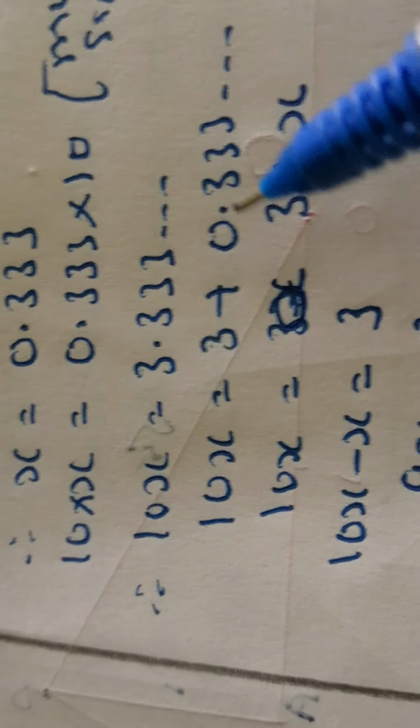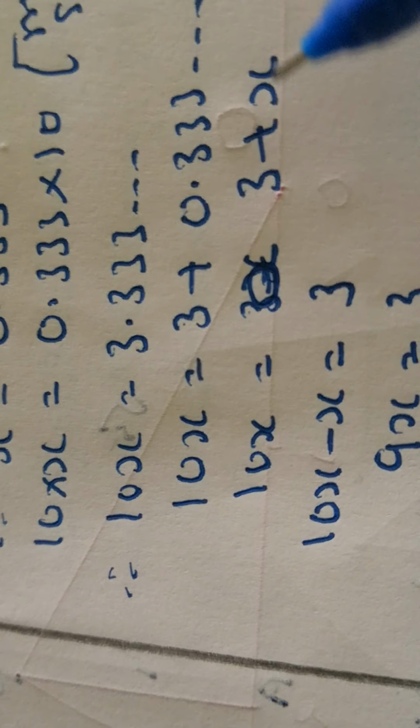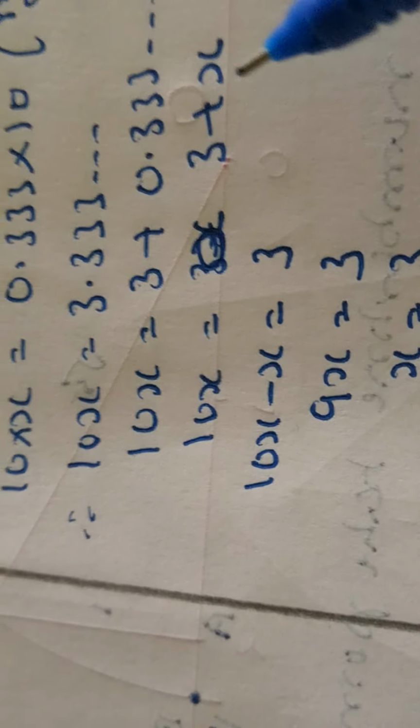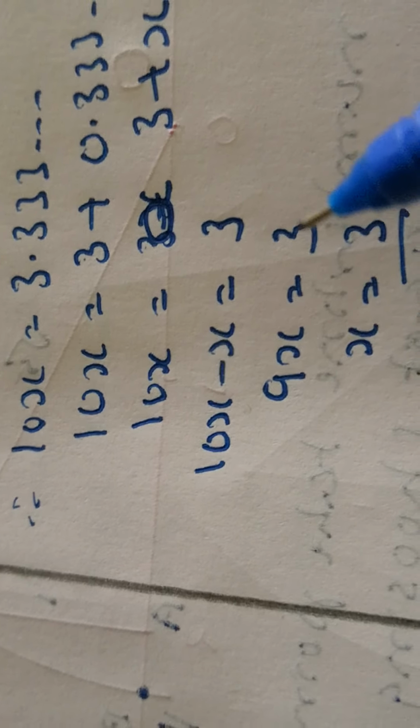Now dear friends, 0.333 we have assumed as x. So it will be 3 plus x. Now shifting x to the left hand side, 10x minus x is equal to 9x is equal to 3. So x is equal to 3 upon 9. x is equal to 1 upon 3.